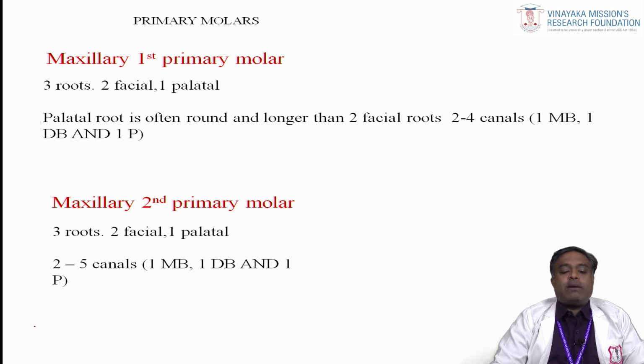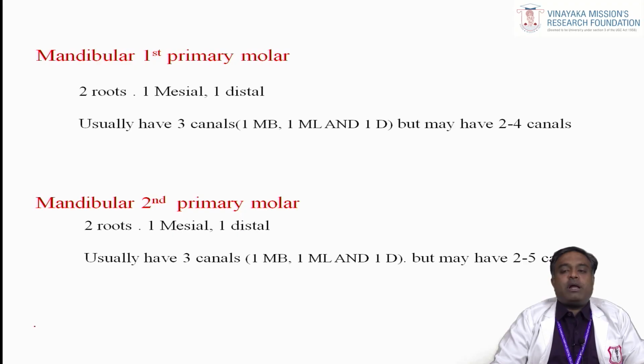The maxillary second primary molar has three roots, two facial and one palatal, with 2 to 5 canals: one mesiobuccal, one distobuccal and one palatal. The mandibular first primary molar has two roots, one mesial and one distal. Usually 3 canals are present: one mesiobuccal, one mesiolingual and one distal. The mandibular second primary molar also has two roots, one mesial and one distal, and usually 3 canals: one mesiobuccal, one mesiolingual and one distal.